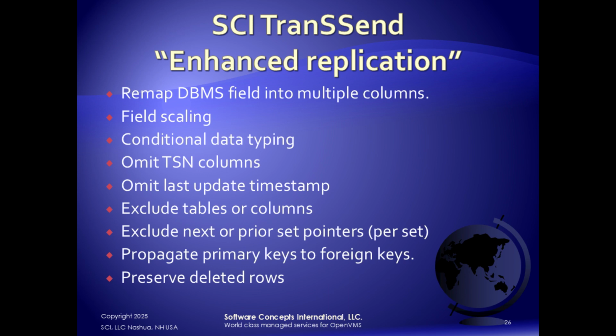You can go through and exclude, say, this table here, it's not worth updating. Nobody wants to report off that or whatever. Or columns. You can exclude even the next and prior pointers per set if you want to do that. You can propagate your primary keys into foreign keys. So we can take the part number from the part record and store it into the inventory table, if that's what you want to do.